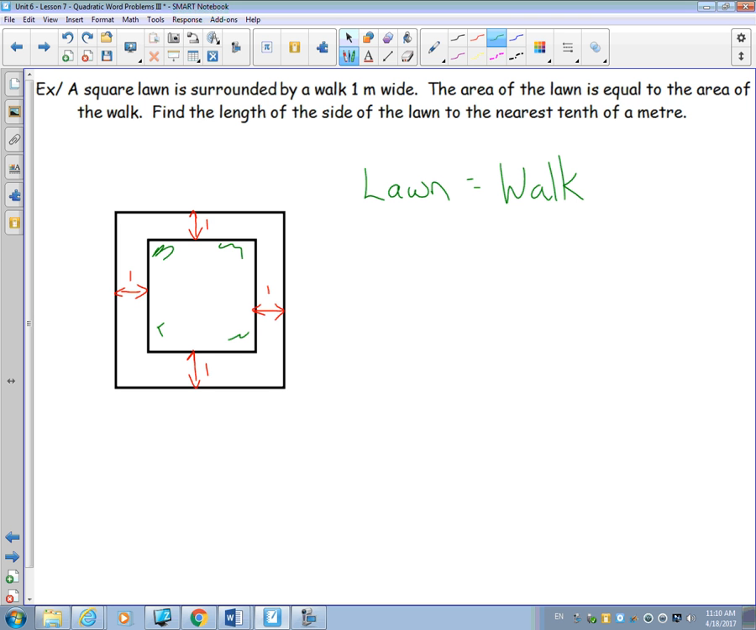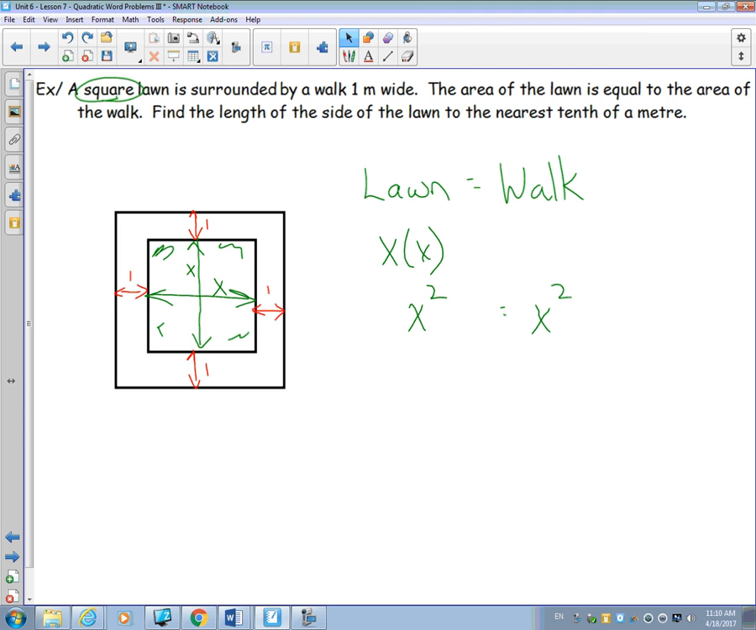So, what do I know about the lawn? The lawn's this part in between here in the middle, right? But I don't really know how long it is. I don't know that. Nor do I know this. But I know it's a square. So if I call the horizontal length x and the vertical length x, that could be the area of my square, right? In other words, x times x, or x squared. So that means the walk itself is also x squared.